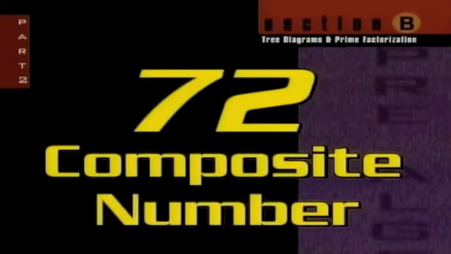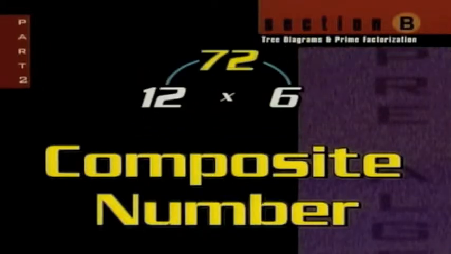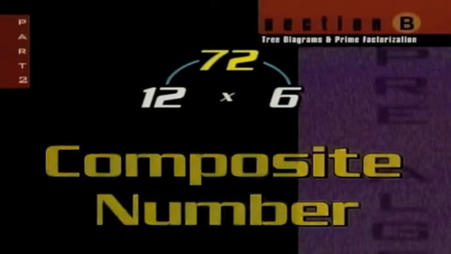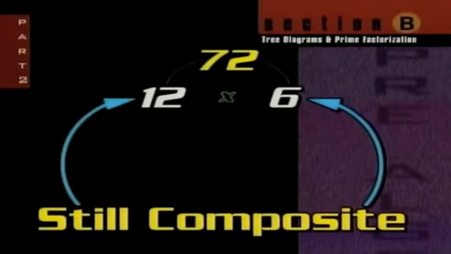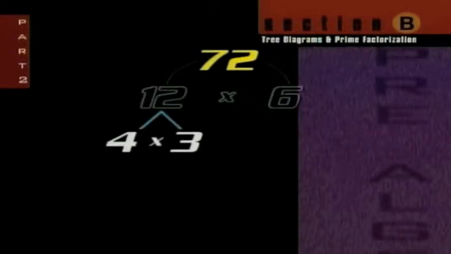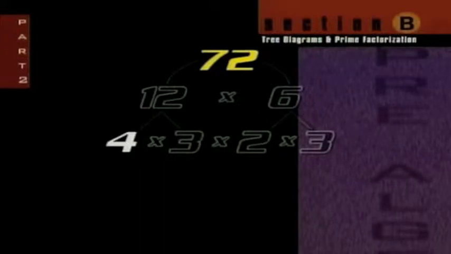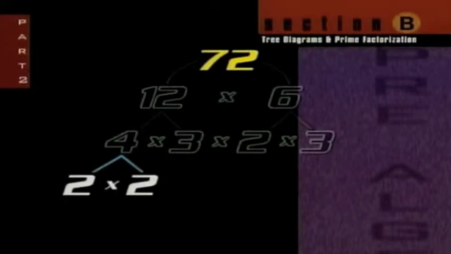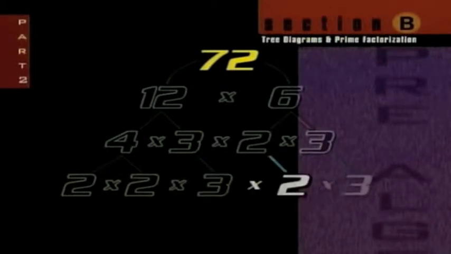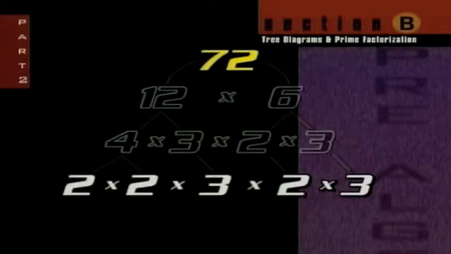Check it out. Say we've got the composite number 72, and we factor it down to 12 and 6. We can't go home yet because these numbers are also composite, and we gotta factor until we've got all prime numbers. So, 12 will factor into 4 times 3, and 6 factors into 2 times 3. Then our 4 factors down even further into 2 times 2. So now we've got 2 times 2 times 3 times 2 times 3. Notice we're now at the point where we have all prime numbers.